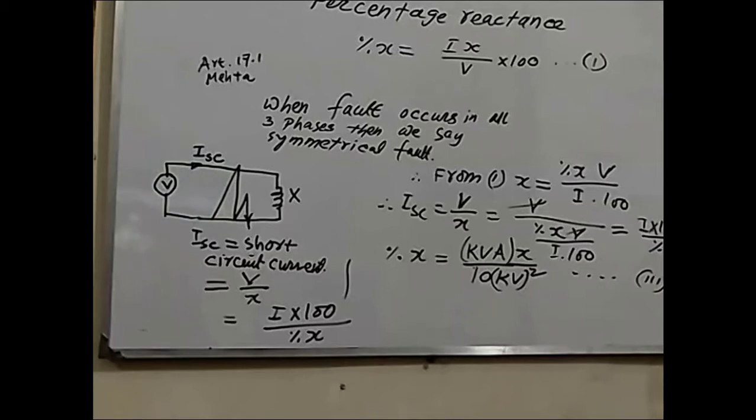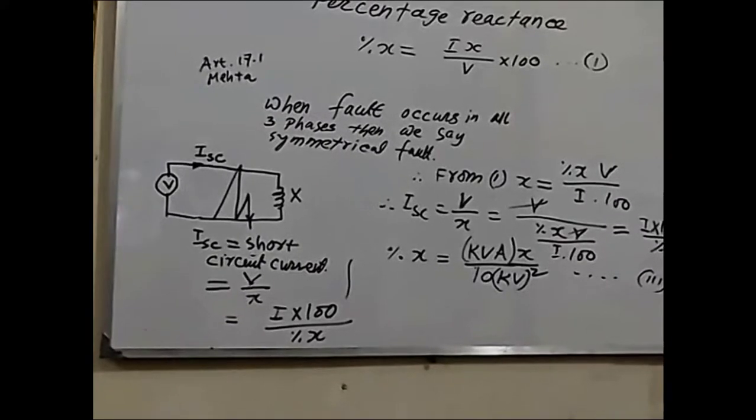We need to prove the third equation, how they have written it. Understand? Yes, sir. Now, we need to prove the third equation, percentage X equal to kVA into X divided by 10 kV squared. Now I am giving the proof, okay?